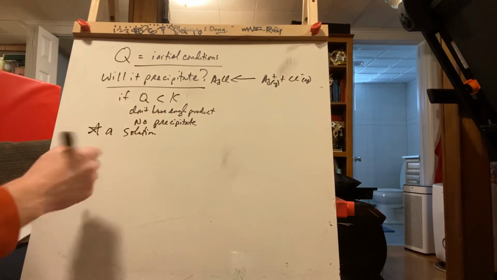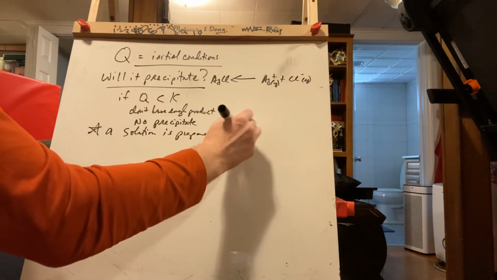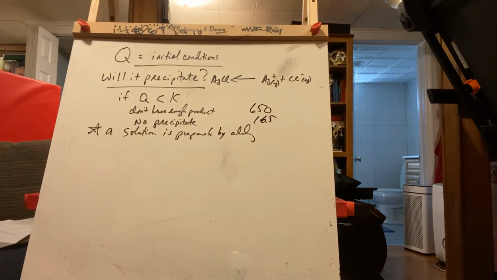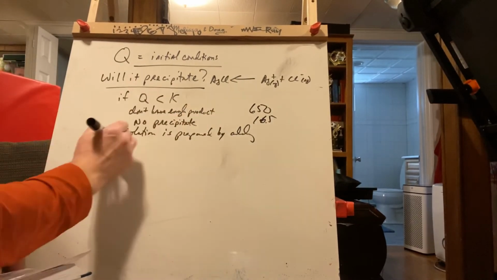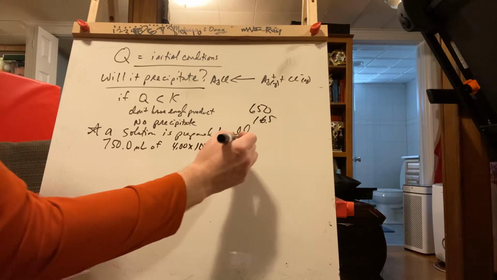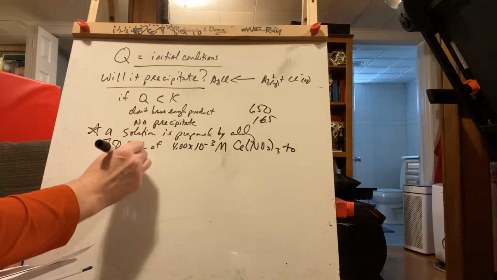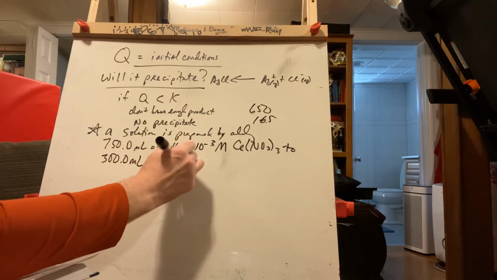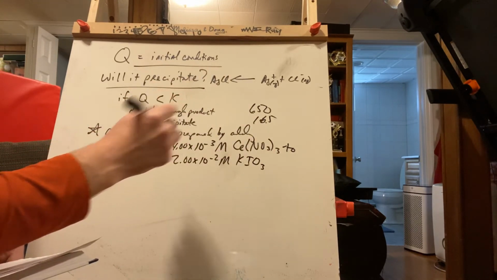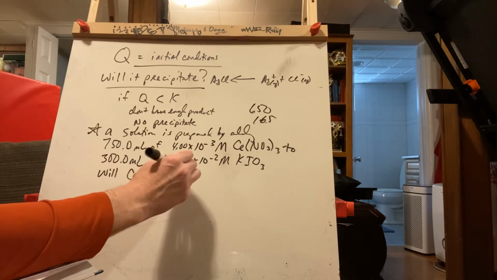These are actually fairly easy. I should tell you what the page is here. This is 650, 16.5 is the question. And it says, a solution is prepared by adding 750 milliliters of 4 times 10 to the negative 3 molar Ce(NO3)3 to 300 milliliters of 2 times 10 to the negative 2 molar KIO3. Will CeIO3 precipitate?